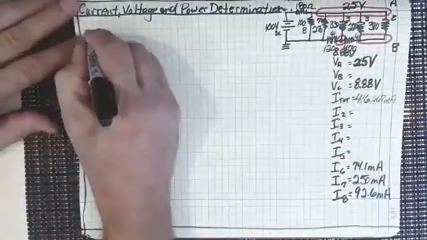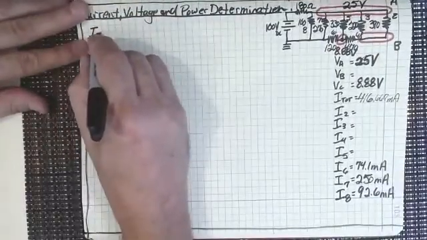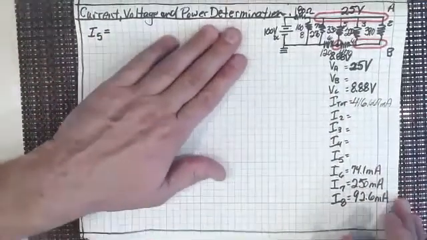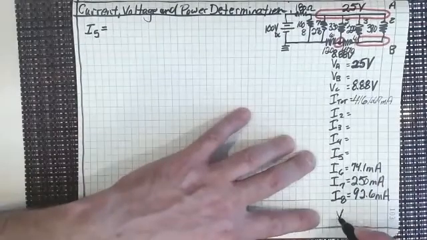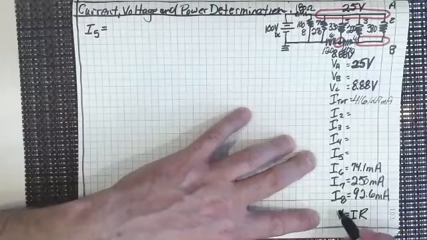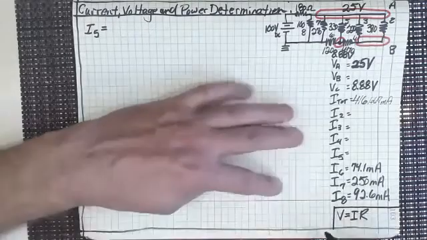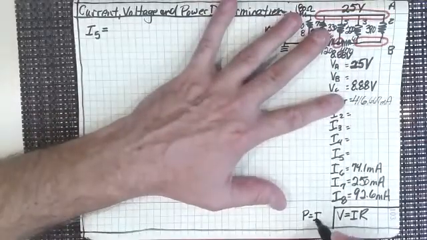So let's do that. So I sub 5. And what do we know about the characteristics of Ohm's law? Let me just write Ohm's law again. Wherever I can write it, I like to write it. V equals IR. And let's not forget our power. P equals IV.